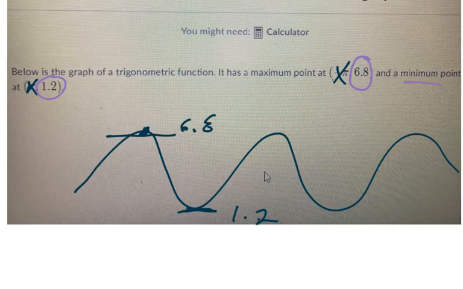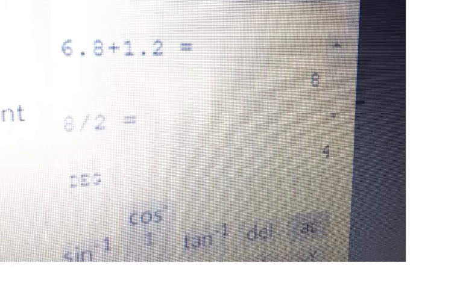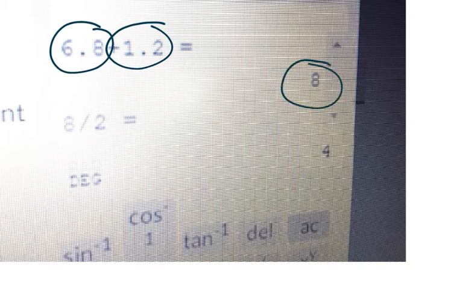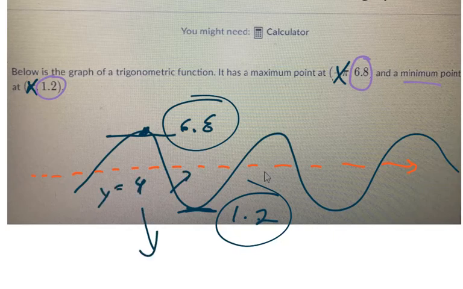So do you agree the midline is right in the middle between them? So again, all I'm going to do is average these two values. And so that's what I did. I added them together. I got 8. I divided by 2 to average it. I know the middle line, this line right here, has to be y equals 4. So that's what I'm just going to type in, 4 in my box, and get it right.